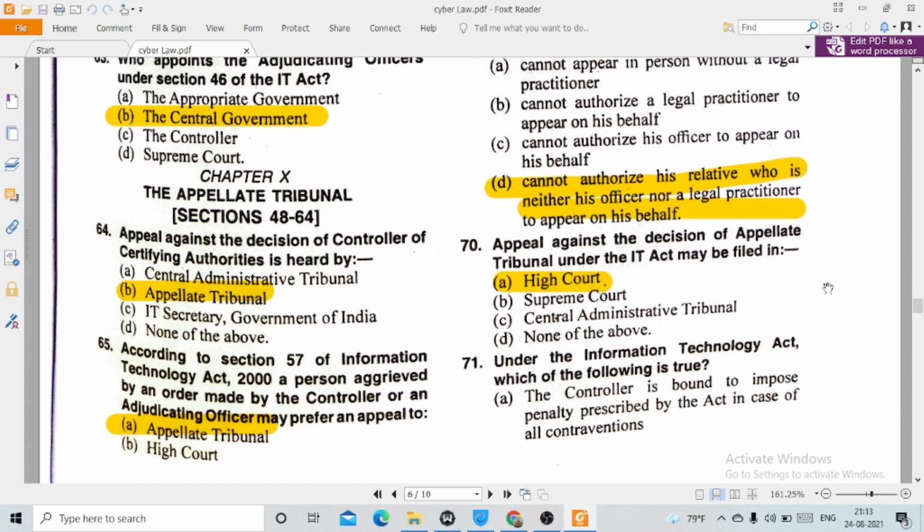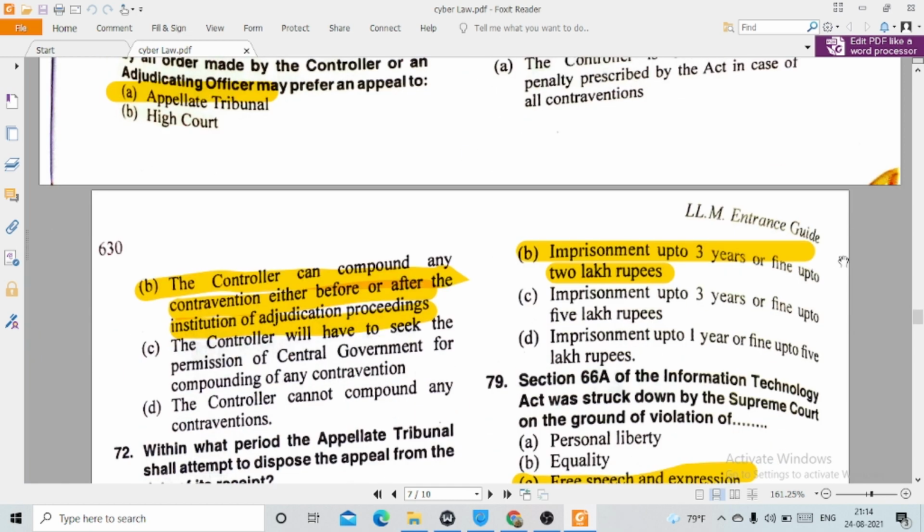Then question number 70. Appeal against the decision of appellate tribunal under the IT Act may be filed in. Then the appeal against the decision of the appellate tribunal directly lies to the High Court. Option number A. 71. Under the Information Technology Act, which of the following is true? Option number B. The controller can compound any contravention either before or after the institution of adjudication proceedings. So here the controller is empowered to compound the offences which are given under the Act.